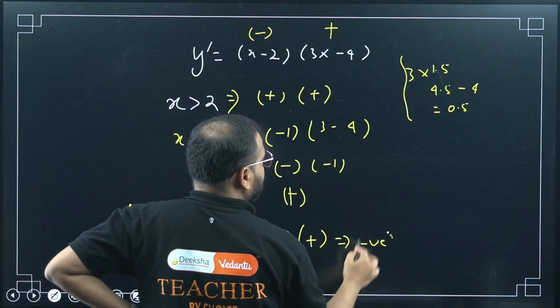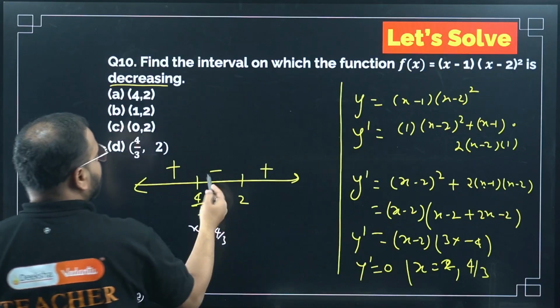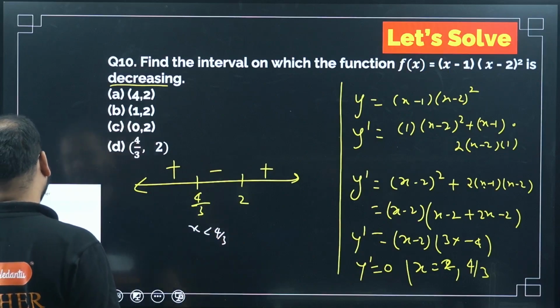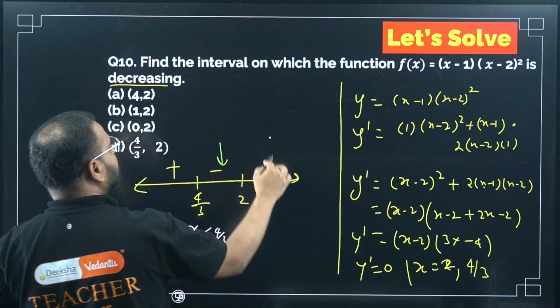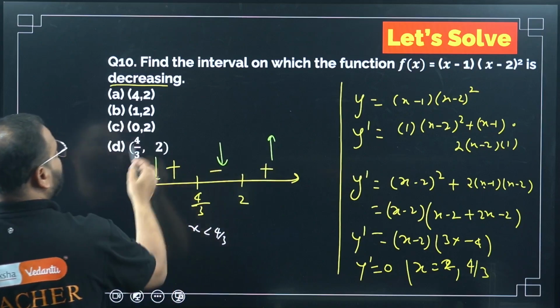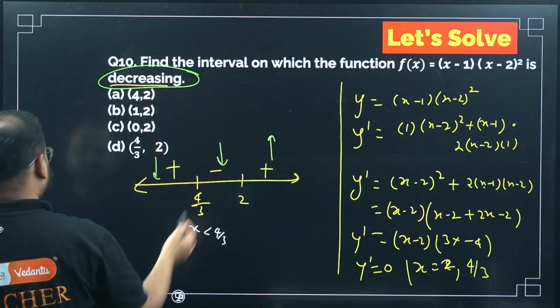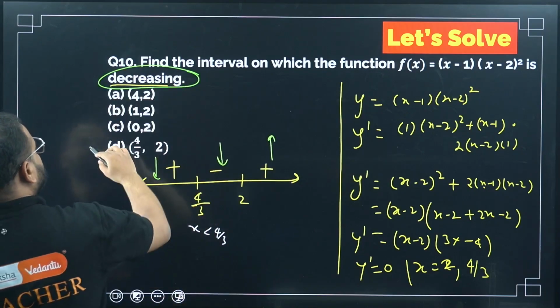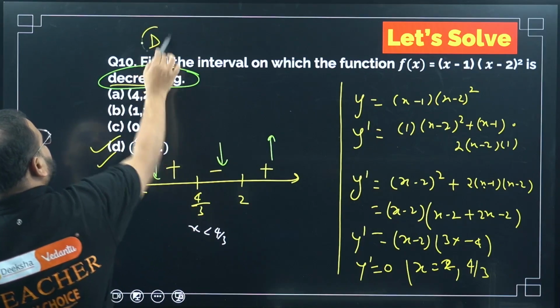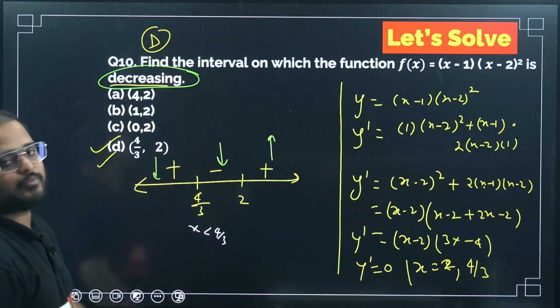What is the answer? Negative, right? Yes or no? Yes. So what is this going to be? Negative. So what is the trend here? Decreasing, increasing, decreasing. I'm looking for decreasing. Which option is this? Option D. Why, sir? 4 by 3 to 2.